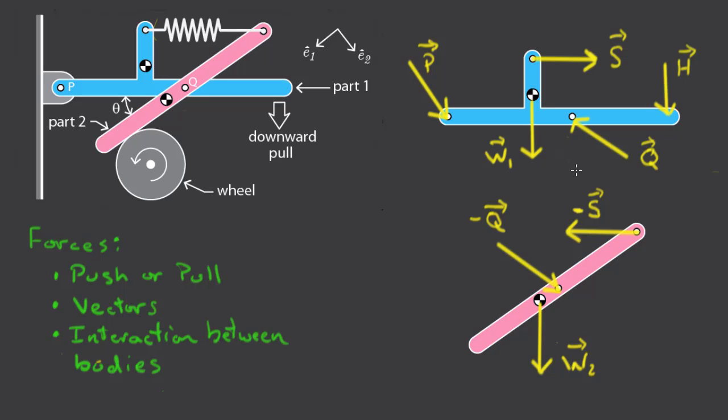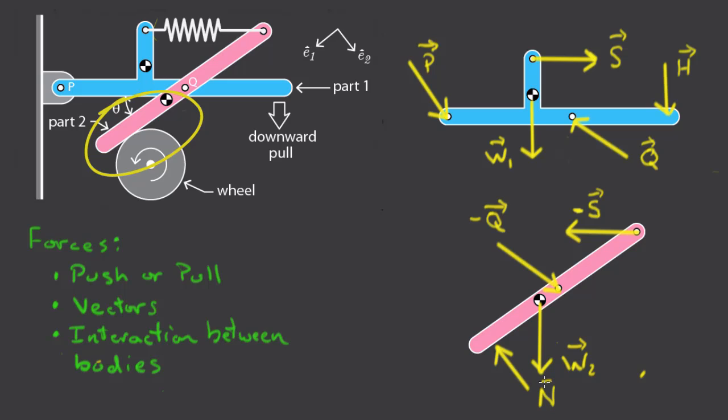Next, I have to go to part number 2. What's going on with part number 2? Again, I have the spring, I have the pin at Q, I've got the weight. But we got one more thing going on. Notice that part 2 is in contact with the wheel. So I need to put some forces on there too. Again, we usually break this up into 2 pieces. The first piece is what we call the normal force. It's the piece that prevents this part number 2 from penetrating the wheel. To keep part 2 from penetrating the wheel, there's going to be a force perpendicular to that surface of contact.